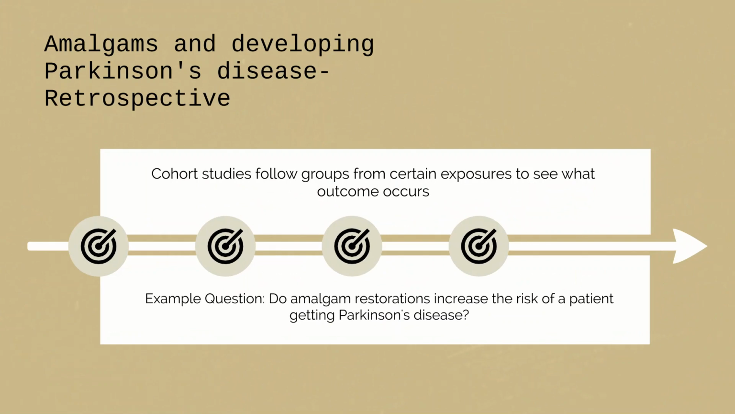So, as it was said before, cohort studies follow from an exposure to see what happens after a certain amount of time, to see the outcome. So the groups themselves are selected based on exposures. In this example, they're looking at amalgam restorations being the exposure, and if it leads to the outcome of Parkinson's disease. This is a retrospective study because it was completed in 2010, but they looked at the exposure of amalgams in 2001 to the outcome of Parkinson's in 2010.